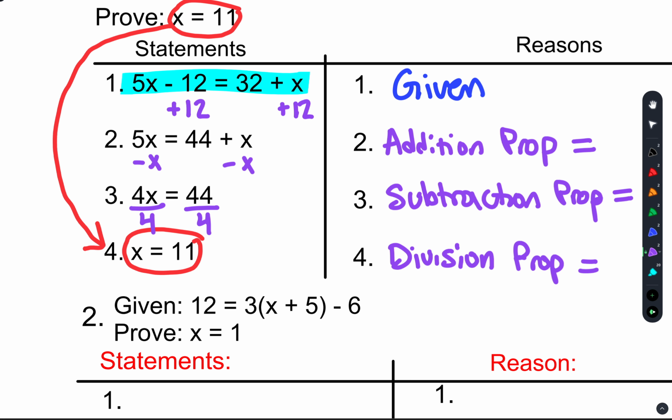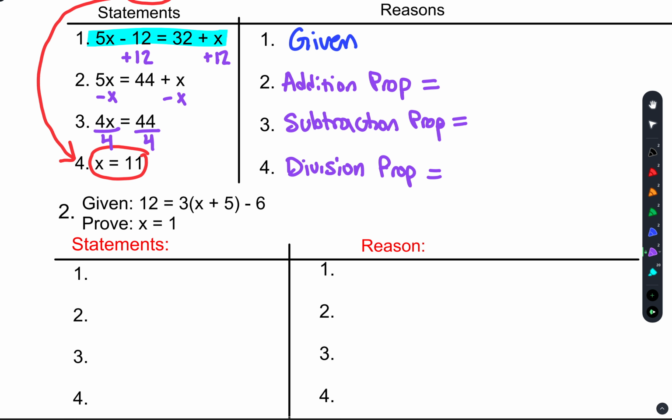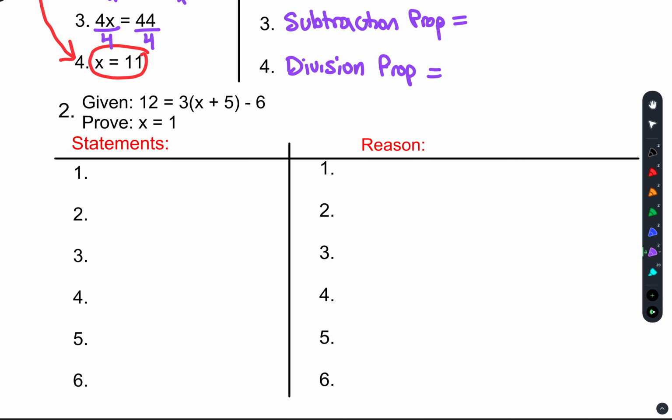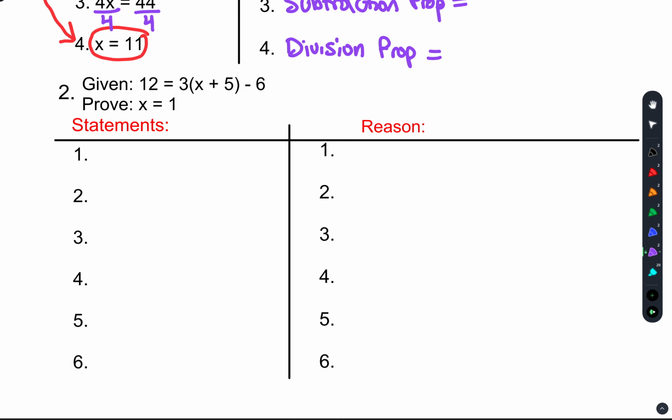Okay. So most of the ones on your homework, I think actually all the ones on today's homework, have the statements written for you. Sometimes they are not written for you, like we will see in the future. But in number 2, it says, given 12 equals 3 times x plus 5 minus 6, prove x equals 1.